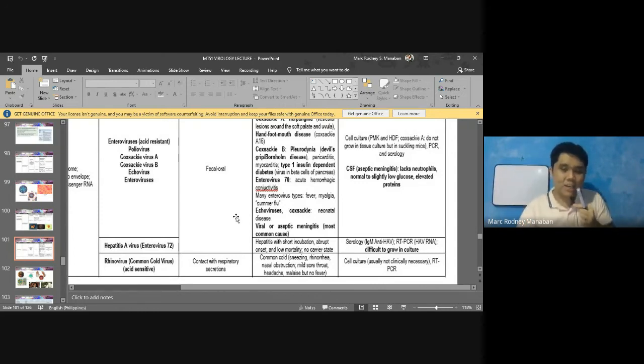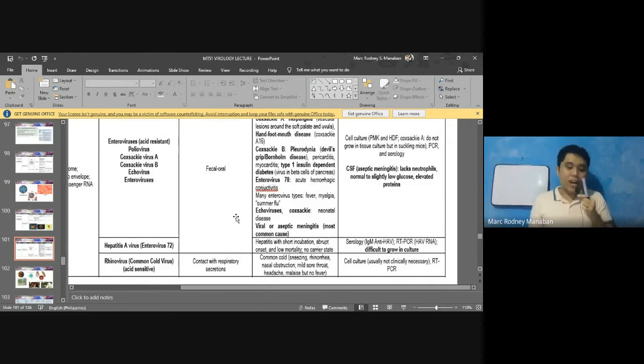So, you have sneezing, rhinorrhea or runny nose. You have nasal obstruction, mild sore throat, headache, malaise, pero wala ang fever. And this is self-limiting pod. So, therefore, for diagnosis, usually dili na kailangan i-culture, no? But if you want, pwede siyang i-RT-PCR pod. Pero again, because of presentation, symptoms palang, pwede na siyang ma-diagnose. Alright? So, cell culture is not routinely recommended.